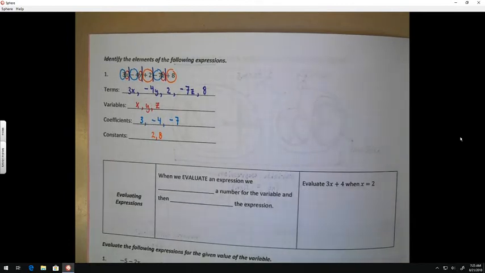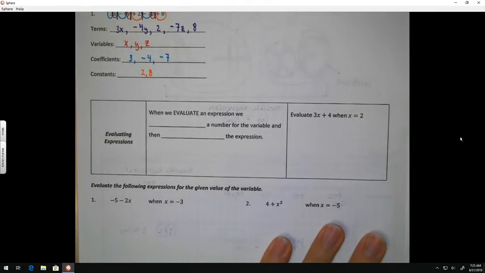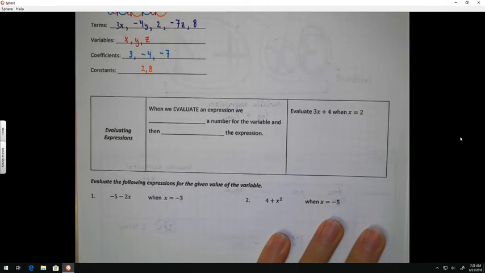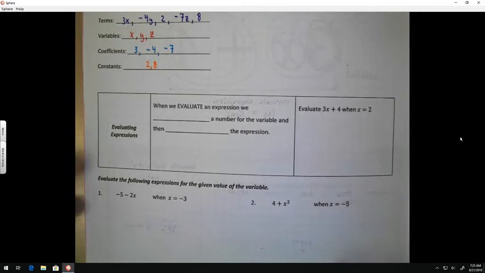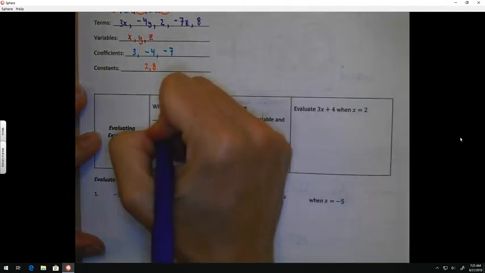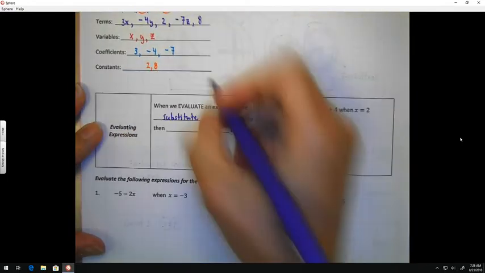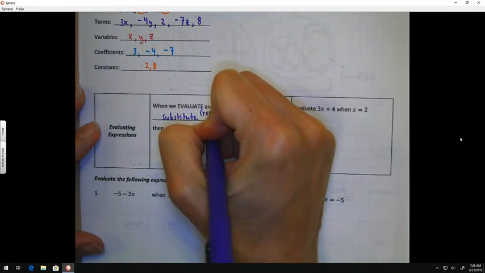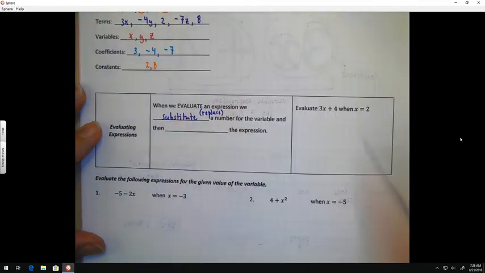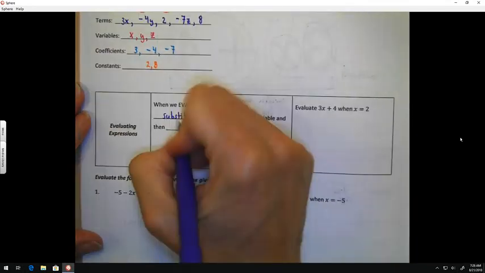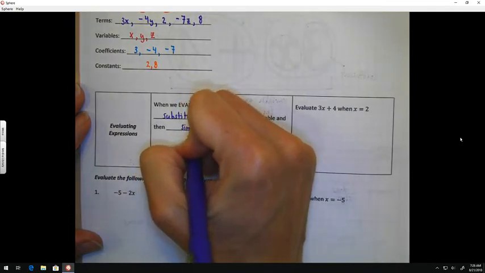The last thing we're going to do here is talk about evaluating expressions. And this is a little crooked, so I'm going to try and fix that. Now, when we evaluate an expression, we substitute, or another good word for that is replace. We substitute a number for the variable, and then we simplify the expression.